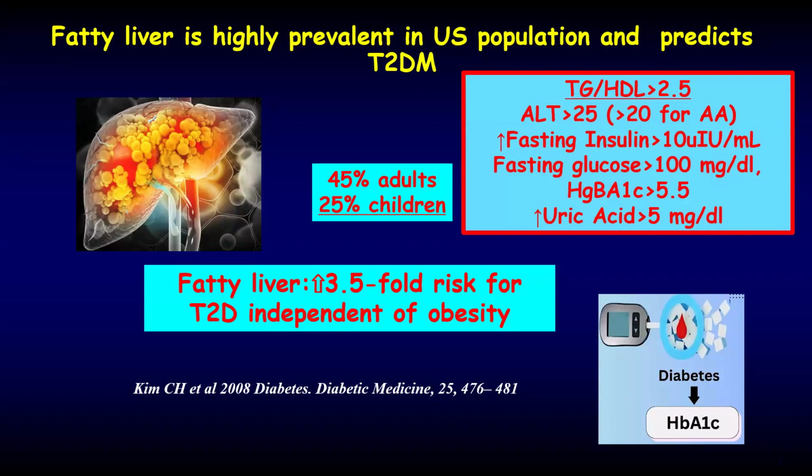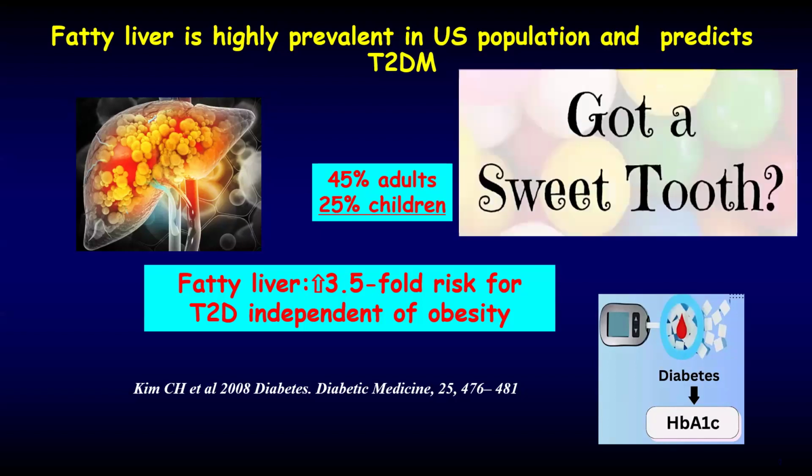You can look at the triglyceride to HDL ratio as a surrogate, ALT elevation, elevated fasting insulin, hemoglobin A1C, uric acid. But at the end of the day, it's a simple question. Do you want to know if you have fatty liver? Just ask yourself this question and give the answer. If you do have a sweet tooth, you do have fatty liver. The rest is just a matter of time, in particular when you're no longer 20 and protected by the ability to grow naturally.